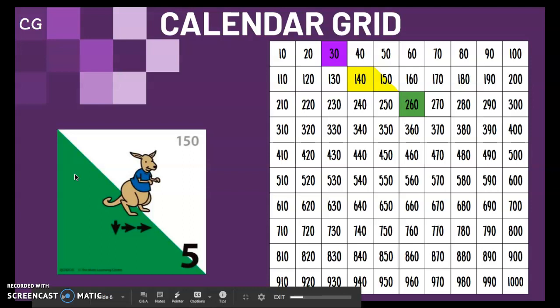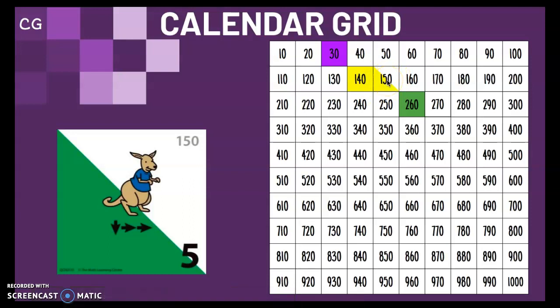I'm going to give you a couple of seconds here to figure out where Joey will land if he is starting at 150 from yesterday. So he is starting here. I want you to follow his hops, his arrows, to figure out what square we're going to color in on our thousands grid today. So go ahead and pause the video if you need a little extra time, and then we will look at your answer.